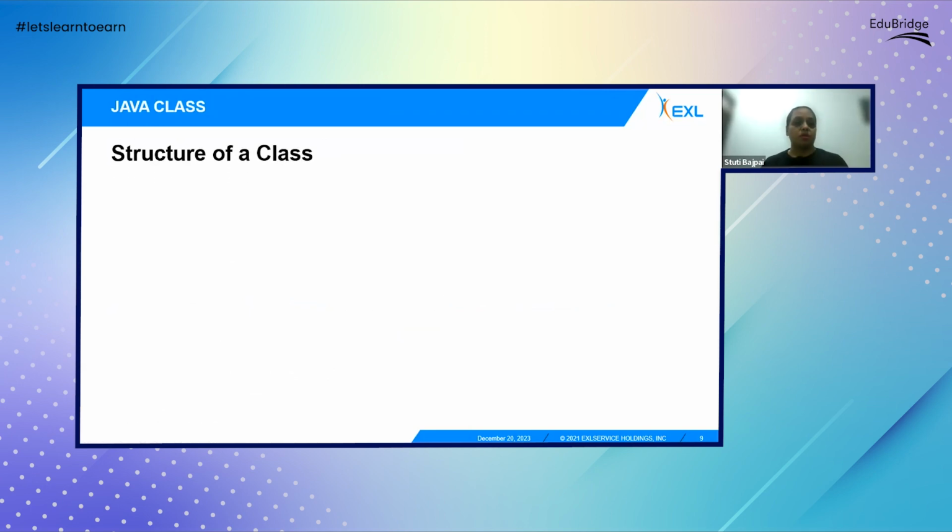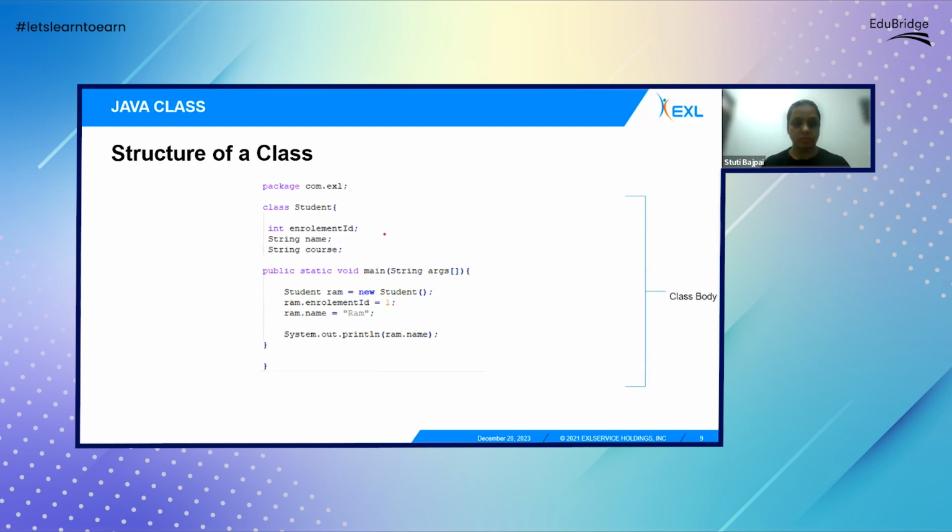Now, what is the typical structure of a class in Java? This is the class body. We have the keyword class, which specifies it's a class, and then the name of the class. And in the braces, we have the whole block, which is the encapsulation of all the data variables and methods that we need to call on this.